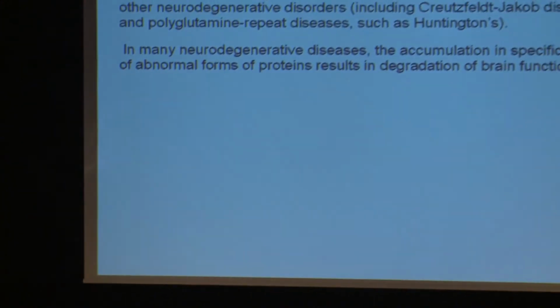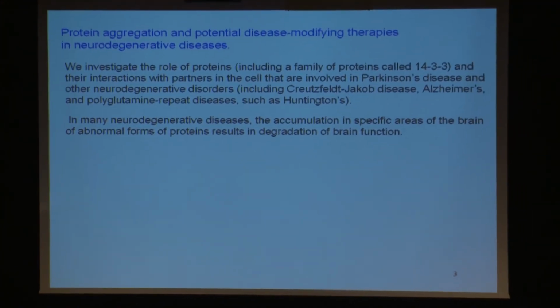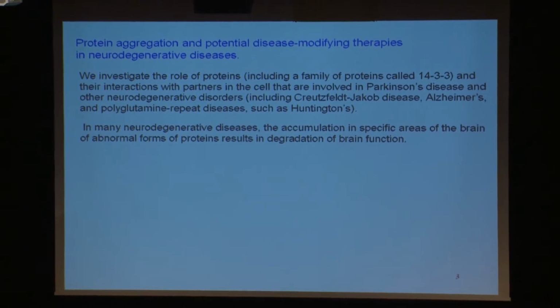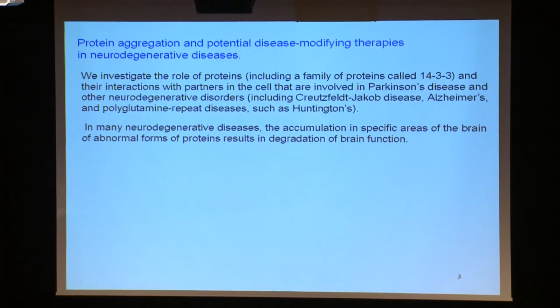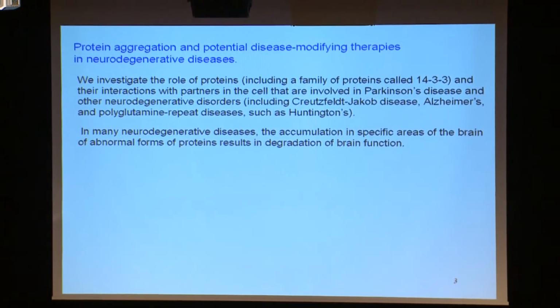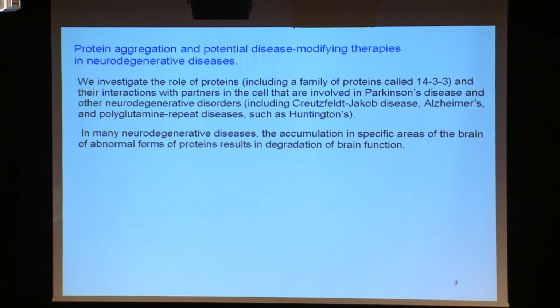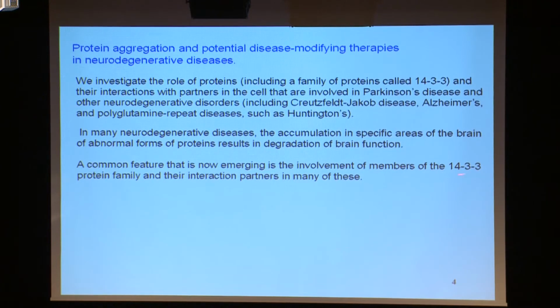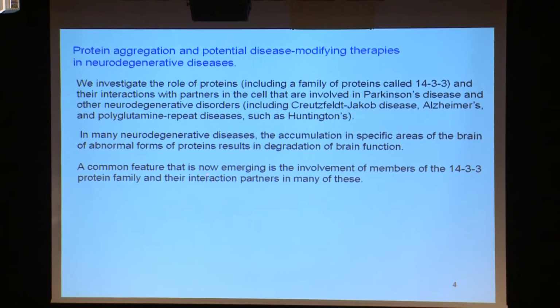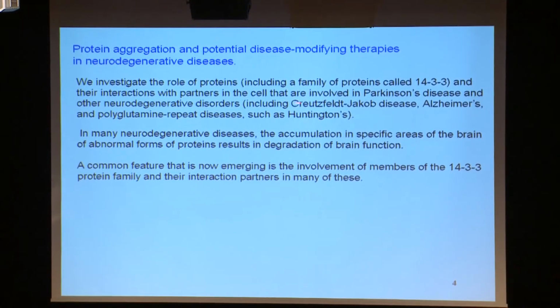Now, to begin with, in many neurodegenerative diseases, proteins accumulate in specific areas of the brain, abnormal forms of the protein which are misfolded, aggregated, forming fibrils, and that results in degradation of brain function because the proteins are not destroyed and turned over and degraded in the normal way, but they accumulate and affect brain function. And a common feature emerging is the involvement of this 14-PC family members with interaction proteins in many of these diseases.